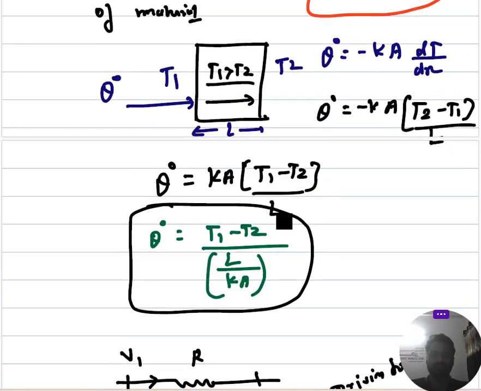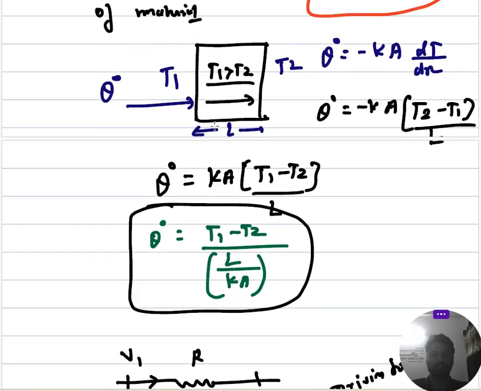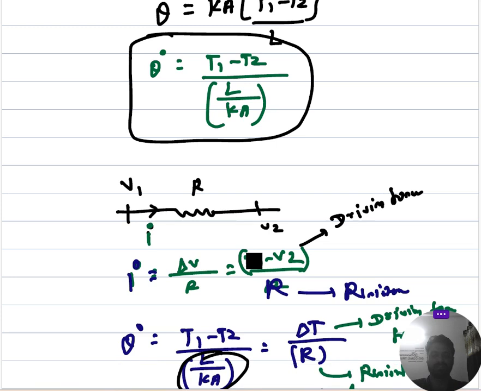Now once you solve these, you will get q dot equals (T1 minus T2) divided by L by kA, where T1 is the temperature at the left boundary and T2 is the temperature at the right boundary of the solid having thickness L. So T1 minus T2 is the temperature difference, and L by kA is the resistance to the flow of heat transfer, right?